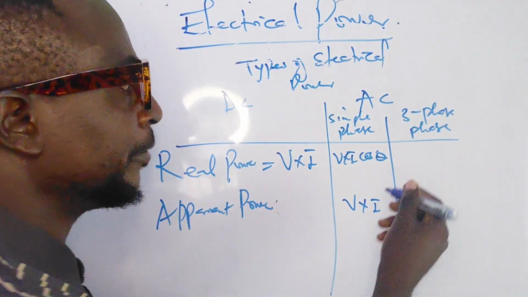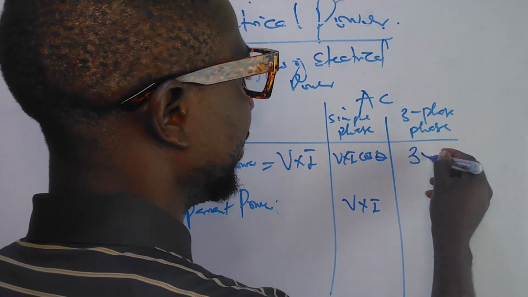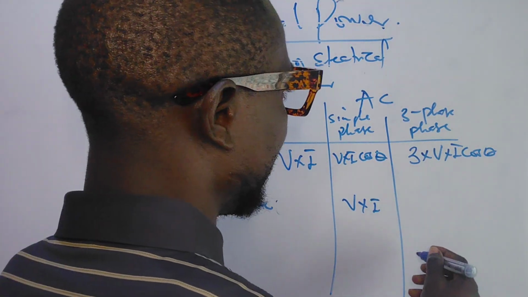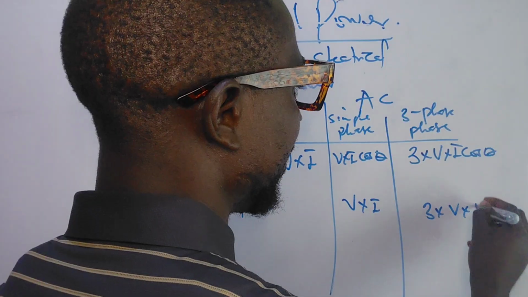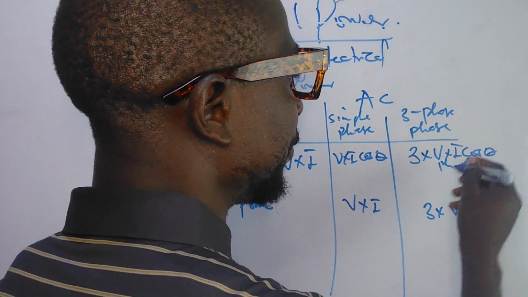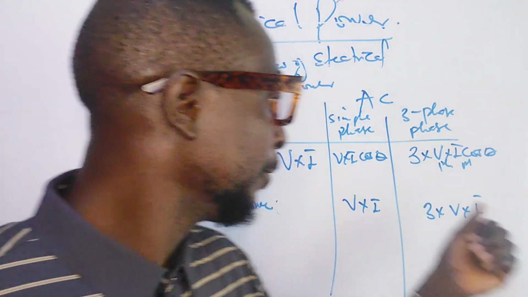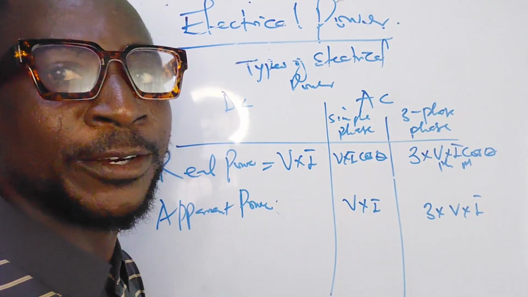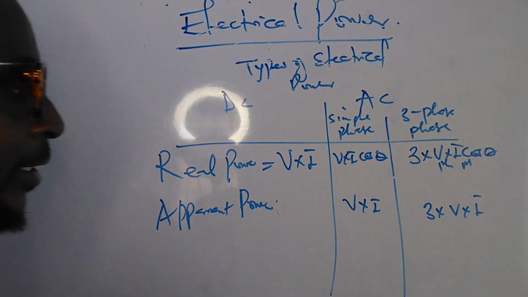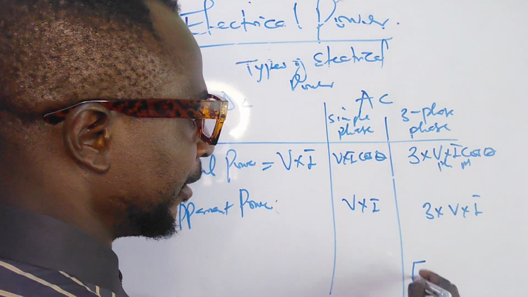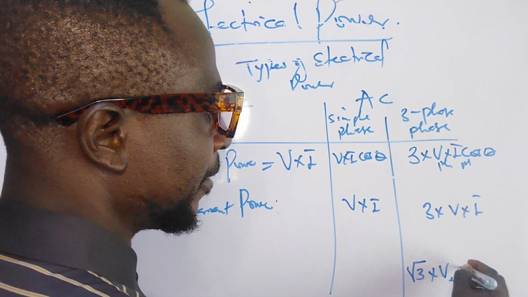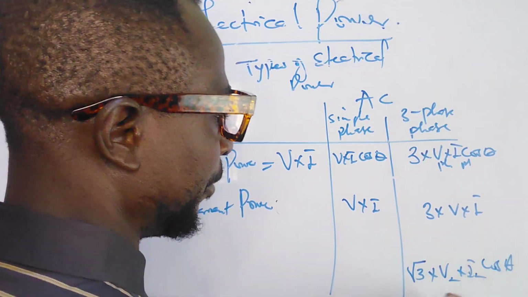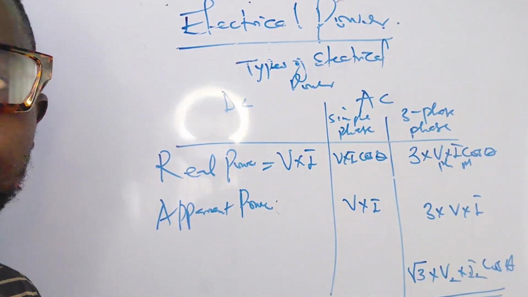Then if we now talk of three phase, here we say 3 times V times I cos theta for real power, and here we have 3 times V times I for apparent power. Please, this is in the case of phase voltage. Let's take note of this case of phase voltage. So we are talking of a delta connected system in a three-phase system. So what we have here is √3 times line voltage times line current cos theta. Please let us not misquote this.